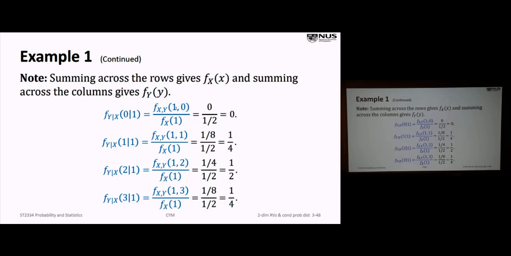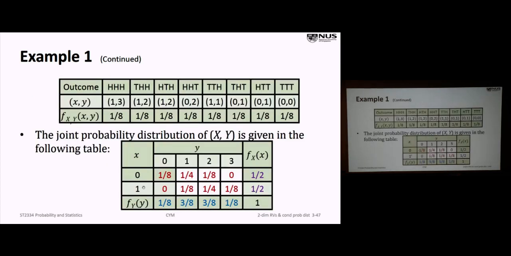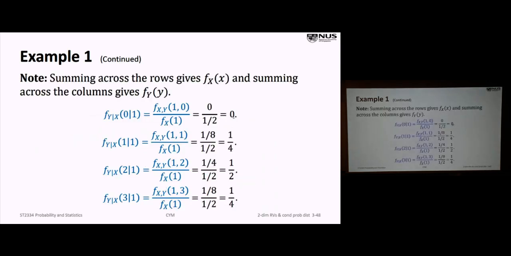Now f of x, y, 1, 0. Well, let's have a look at that. 1, 0 has 0, so I don't care about this one. It's going to give me 0 whatever happens. All my denominators, by the way, remember that f of x is equal to half. So my denominator is always positive, so I don't need to worry about dividing by 0.